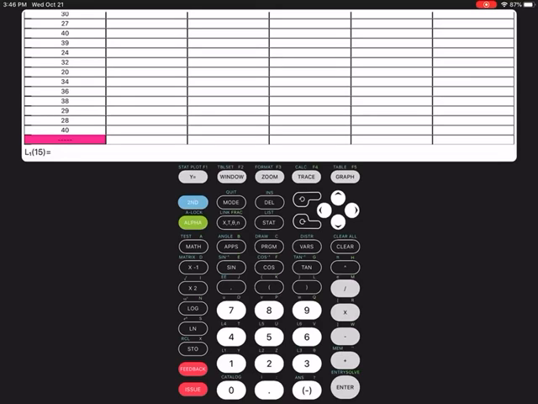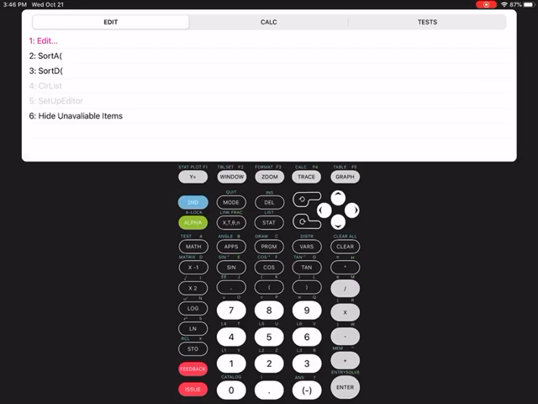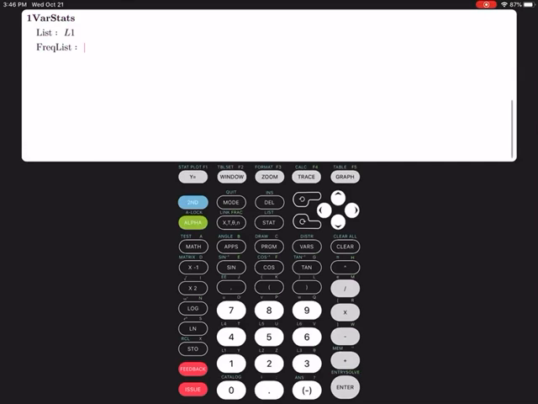So now we want the calculator to calculate something. So we're going to go back into stat and then over to calculate. And again, we want our 1 variable statistics, which is going to be option number 1. So just hit enter.